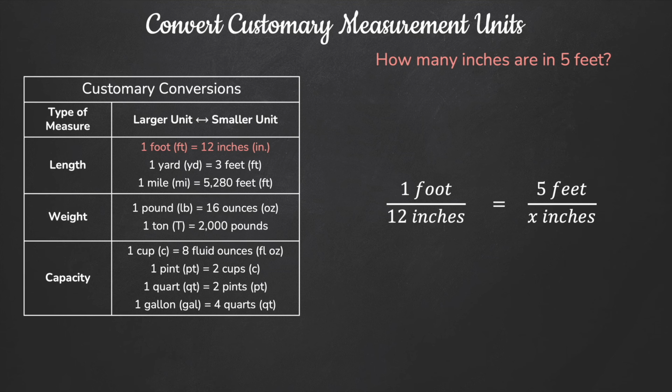So if we use proportional reasoning here, we have to look for the two numbers that are diagonal to each other. And in this case, we have 12 and 5 that are diagonal to each other. So we're going to go ahead and multiply those two diagonal numbers. 12 times 5 is equal to 60. Then we're going to take the 60 and divide that by the third number that's left over, which is 1. 60 divided by 1 is equal to 60, so that means that in 5 feet there are 60 inches.